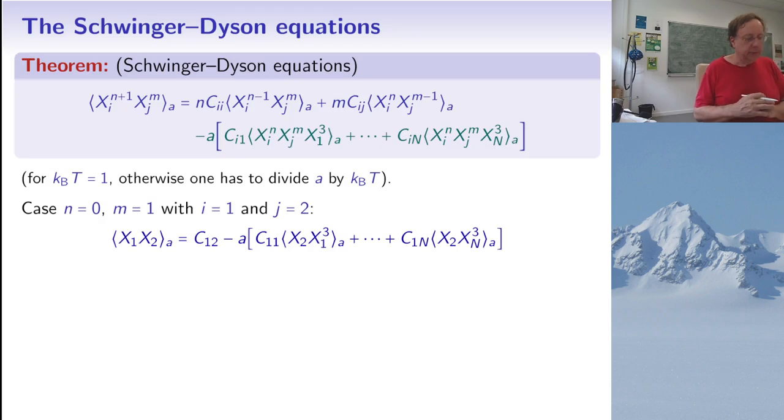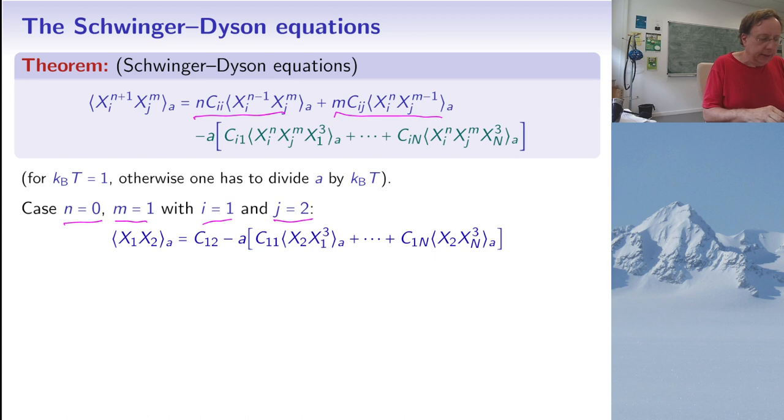All right, so now let's apply this to a few examples. So the first example will be that I take n equals 0, m equals 1, and just for simplicity I've chosen i equals 1, j equals 2, but we can easily apply this to the general case. Then what does my formula give? Well, the first term here isn't there because n is 0. The second term gives me 1 times C_12 times the expectation of, so what will it be? So it will be actually the expectation of 1, x_j to the 0, and so it gives me just C_12.